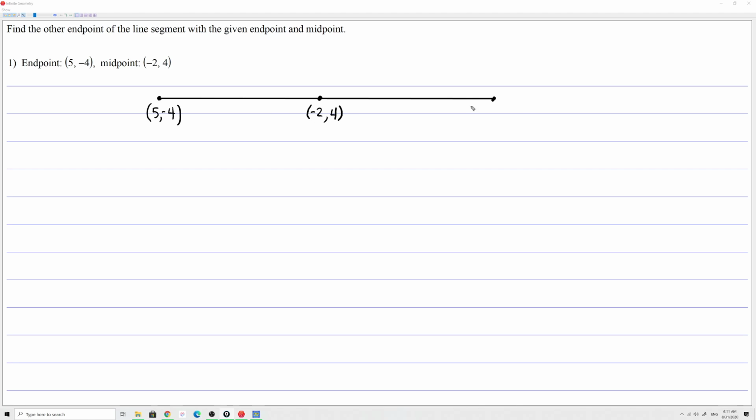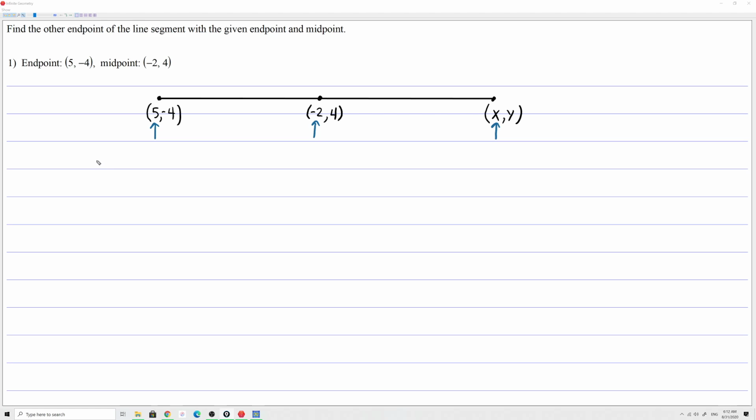And the key, really, is just to give the other endpoint a name. So let's call it x comma y. Now, if you think about the midpoint formula, it says to calculate the midpoint, you need to average the x values, you need to average the y values. That is, in order to get the value -2, that comes from averaging 5 and x. So if you average 5 and x, you get -2.